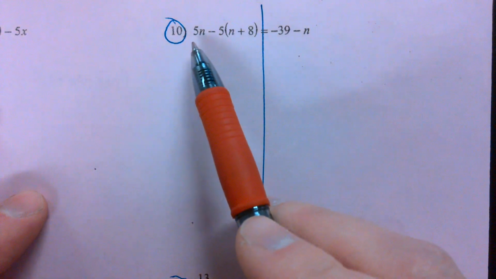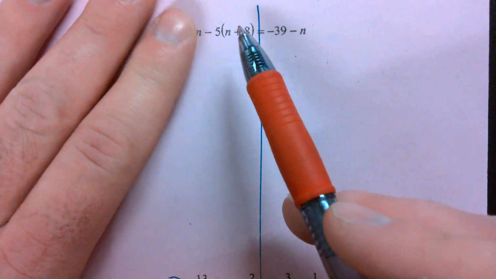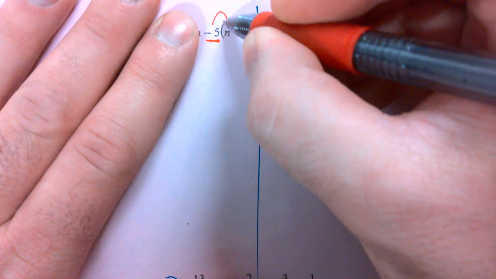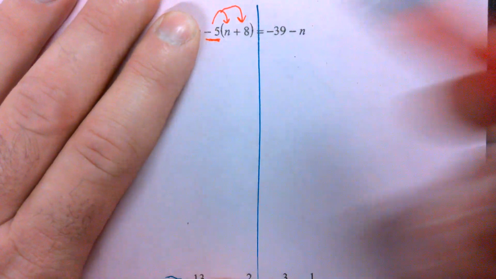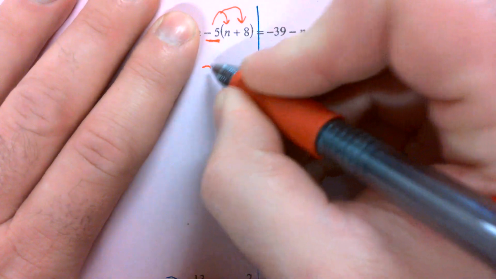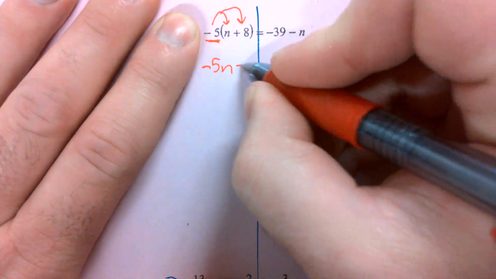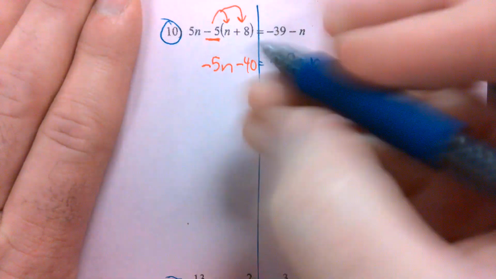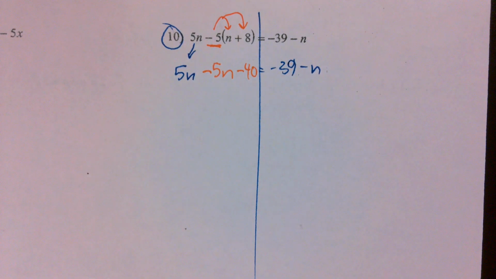Am I distributing the 5n or the -5? The -5. It's right up there next to those parentheses. We're going to forget that 5n exists for a second. I'm going to distribute this -5 to my n and to my 8. Okay? What is -5 times n? -5n. What is -5 times +8? -40. Good. My right side stays the same. And now I'm going to bring back in this little 5n that we left out of our distribution. All right? So that's our first step, distribute.